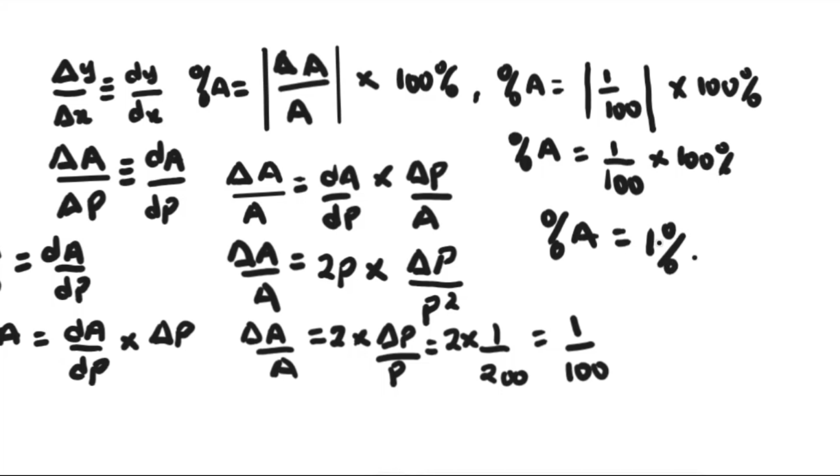So our percentage increase in area is 1%, and that will be the final answer to this question. Basically, what you need to understand in approximation is the general formula, which is delta y over delta x will be approximately equal to dy dx. Then you just change your independent and dependent variables based on the question. You discover in this question p serves as our independent variable, A as our dependent variable.